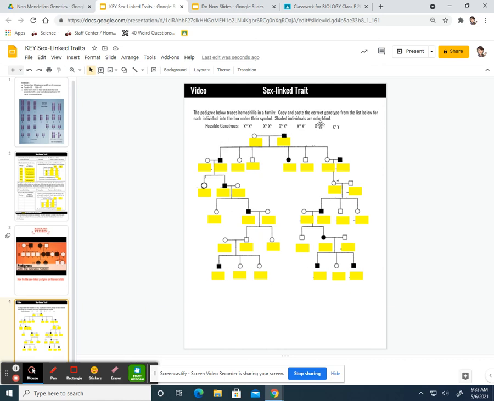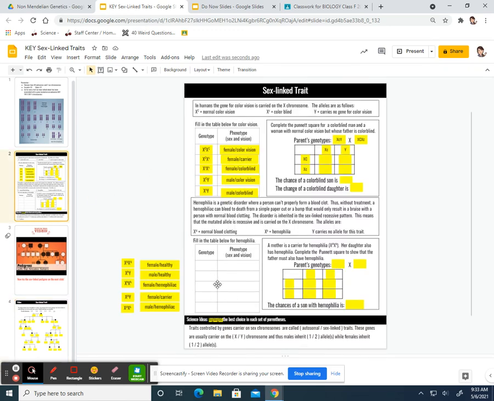And your options for genotypes are at the top here. Don't forget, you can always go back and refer to the chart that you made. Let me know if you have any questions.